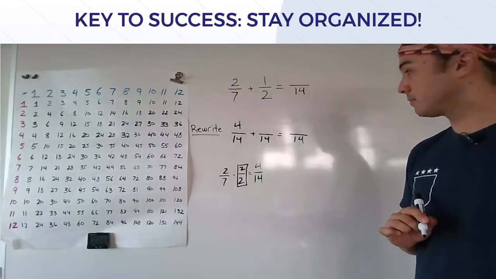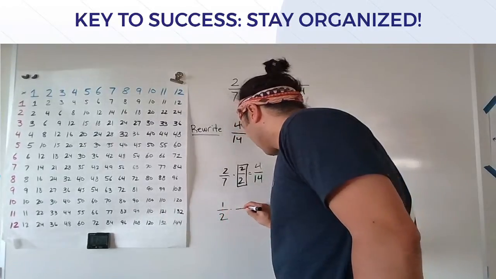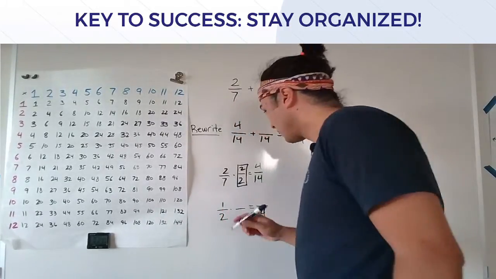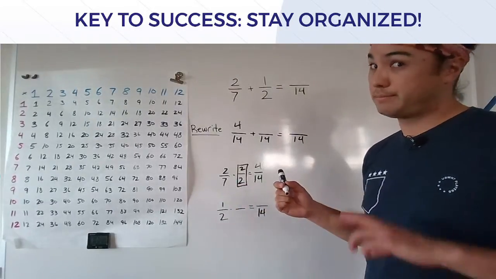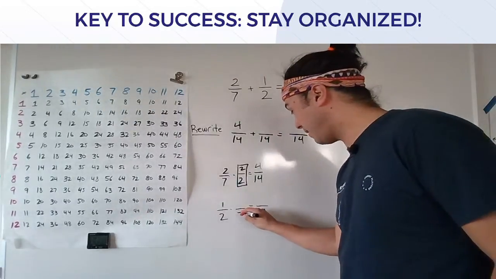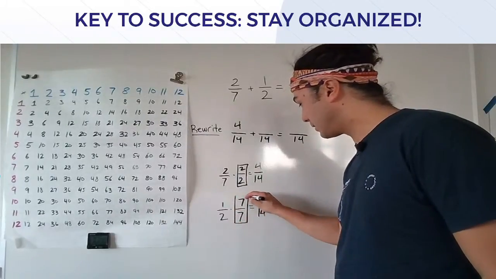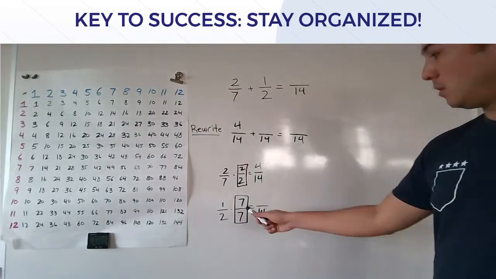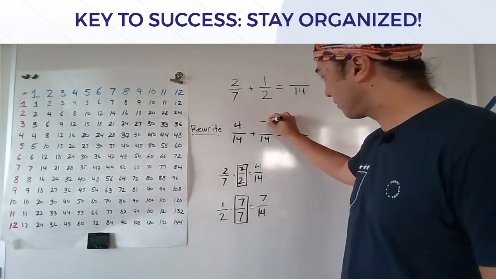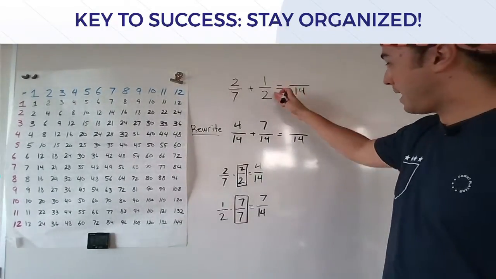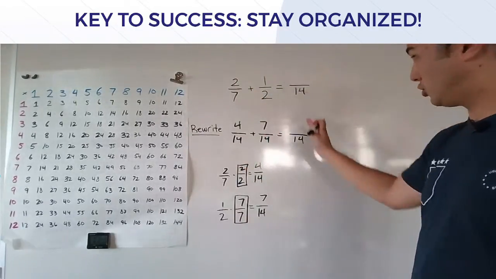Still following? Great. Now let's put our 1/2 into 14ths. 2 times what is 14? Well, if 7 times 2 is 14, flip them. 2 times 7 still equals 14. So we're going to use 7/7 as our equivalent of 1. 1 times 7 is 7, so we have 7/14. 1/2, 7/14. These are equivalent.